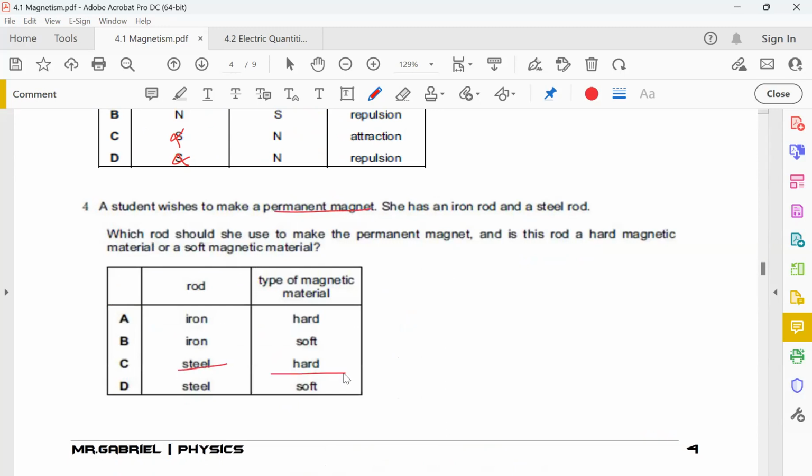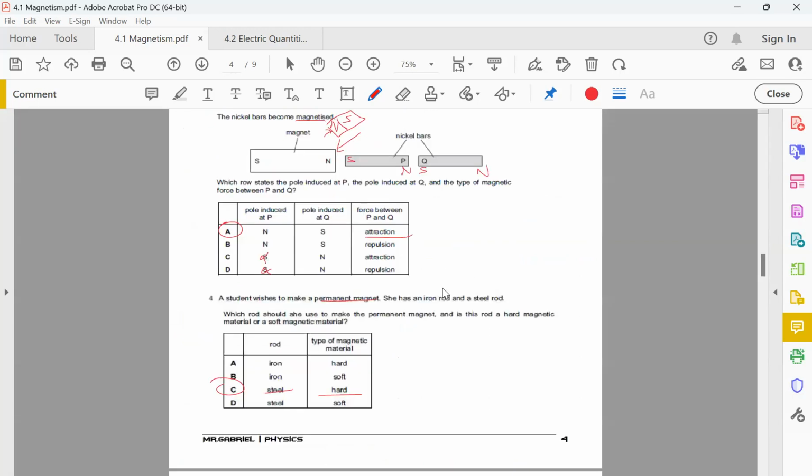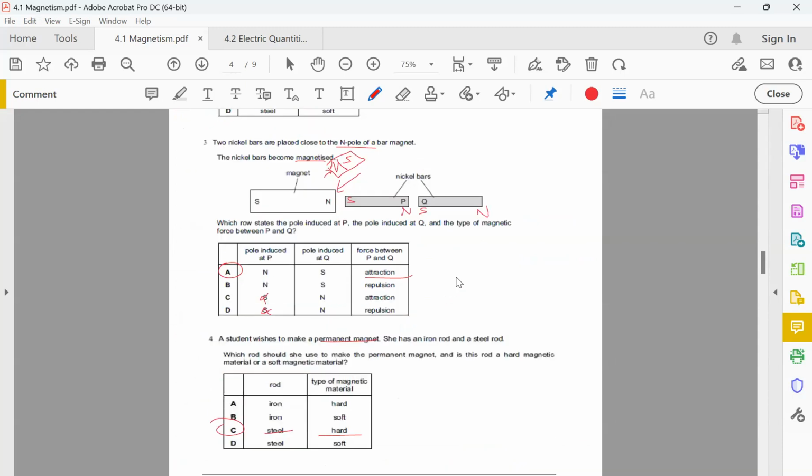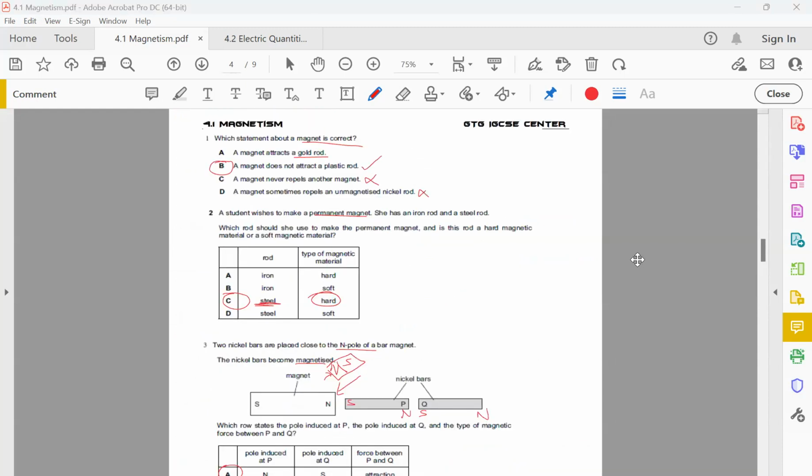Anyways, same thing. Permanent magnet, definitely steel because it's hard. So it's C. Nothing much to explain here, guys. Anyone have any questions for the first 4 questions or not? Should be relatively straightforward, I assume at least.